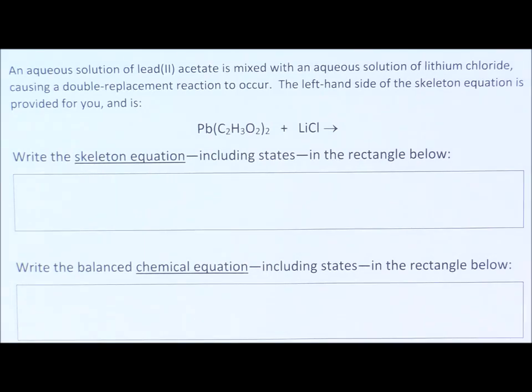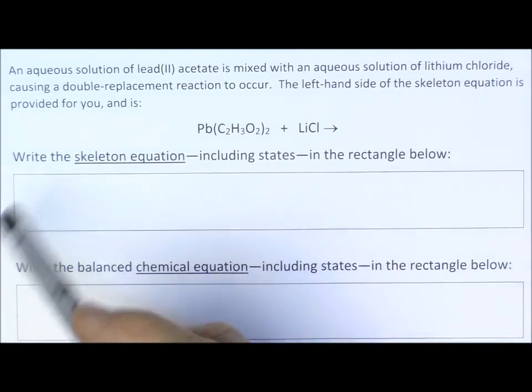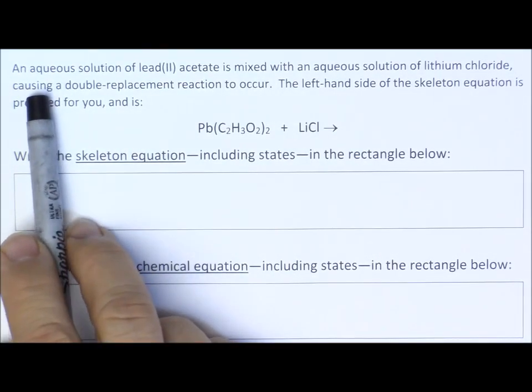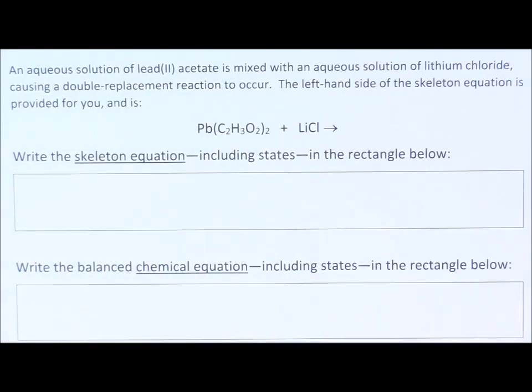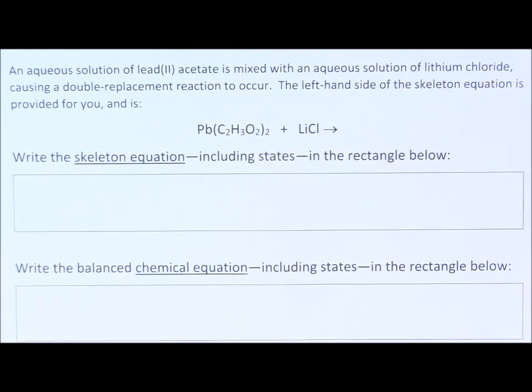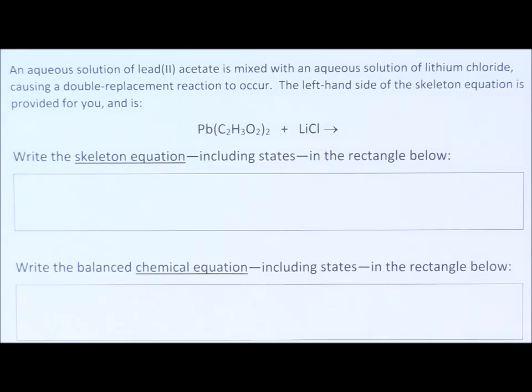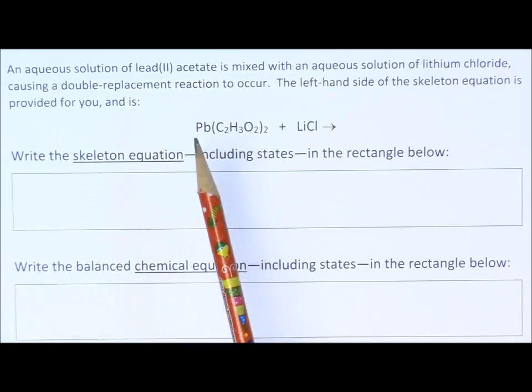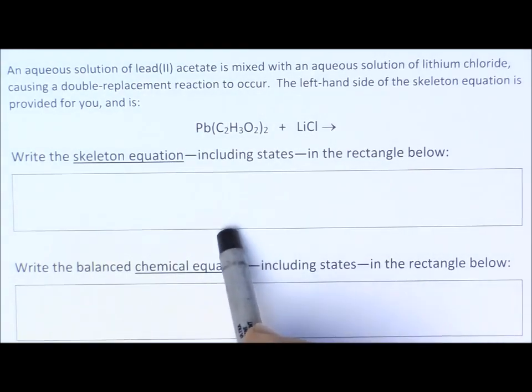Today we're going to be solving a double replacement reaction in aqueous solution, and the problem reads as follows: an aqueous solution of lead 2 acetate is mixed with an aqueous solution of lithium chloride, causing a double replacement reaction to occur. The left-hand side of the skeleton equation is provided for you. Our first task is to write the skeleton equation, including states, in this rectangle.